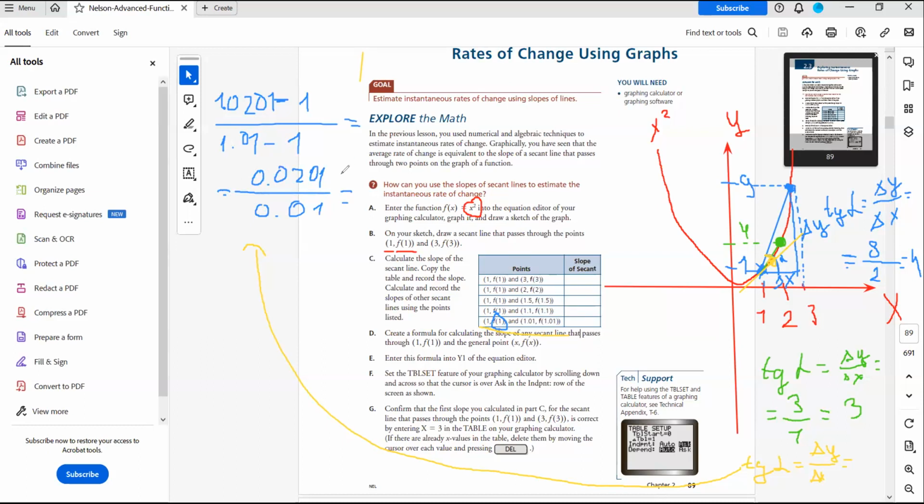And that equals 2.01. And as such, we are now seeing that the approximate instantaneous rate of change at point 1 would be equal to 2. You see, the smaller step we make, the closer we get to this value.